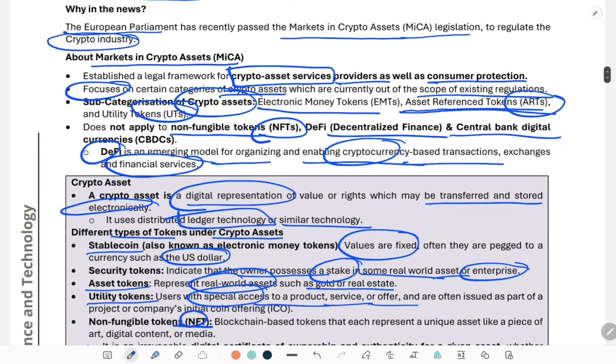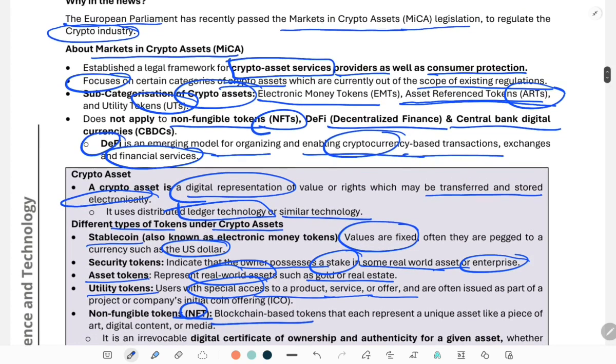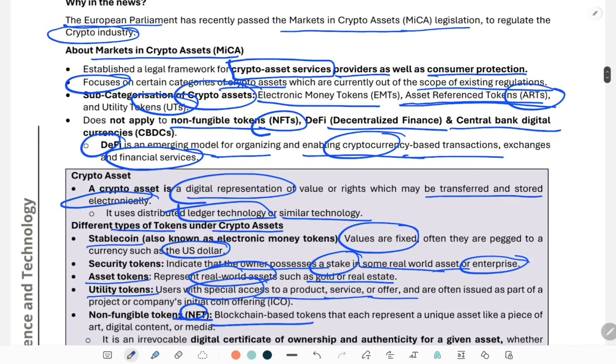Next, non-fungible tokens are blockchain-based tokens that each represent a unique asset like a piece of art, digital content, or media.